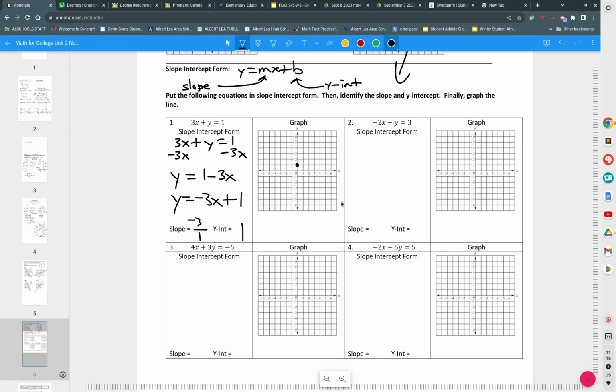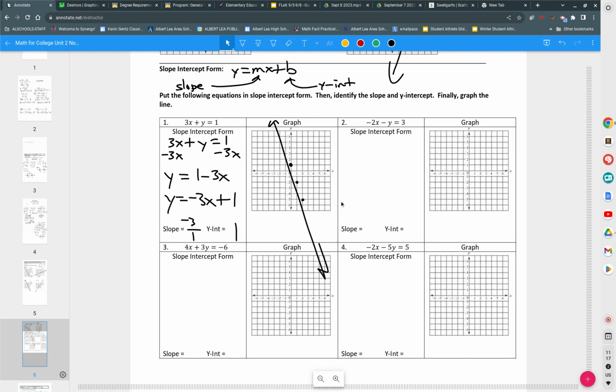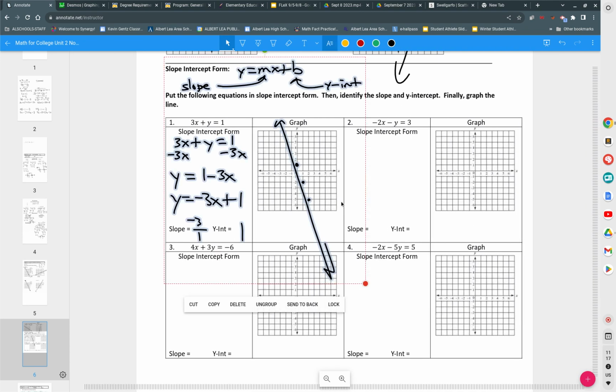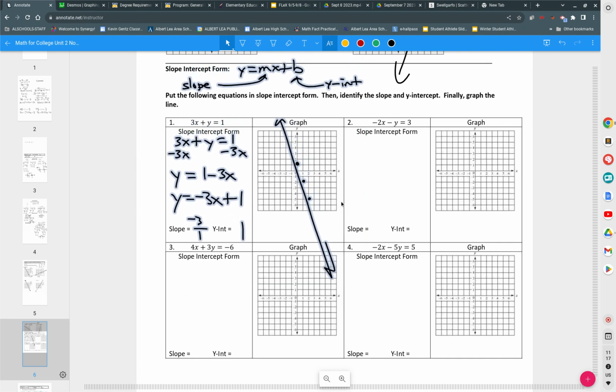So I'm going to go down 3 and over 1, down 3 and over 1. Oh, didn't do a very good job with that. I wish I could grab the line. Can I? No, it grabs all the stuff. With the smart board, I used to be able to grab that and move that. Can't do it now. Oh well. Still learning. There we go. The y-intercept is x equals 0, so it would be 0, 1.